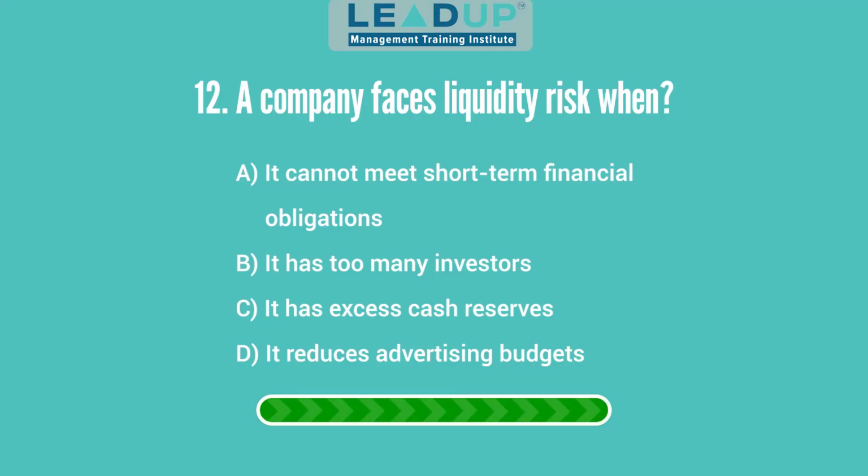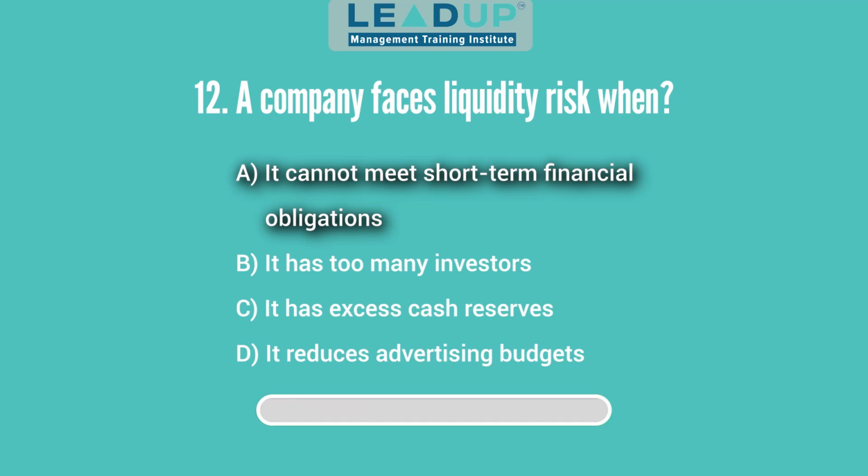Question 12. A company faces liquidity risk when A. It cannot meet short-term financial obligations. B. It has too many investors. C. It has excess cash reserves. And D. It reduces advertising budgets. Answer: it cannot meet short-term financial obligations.